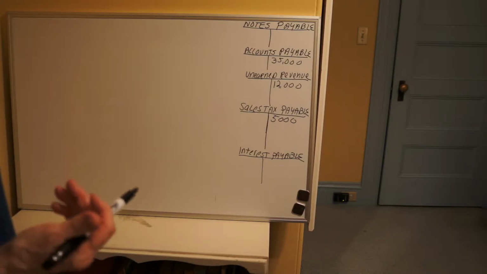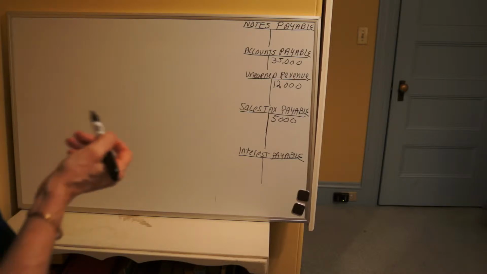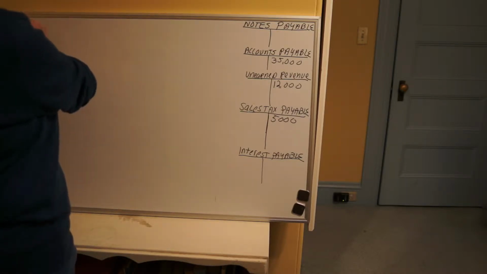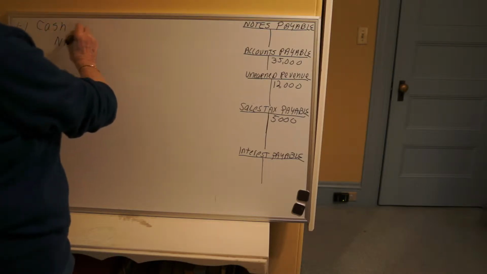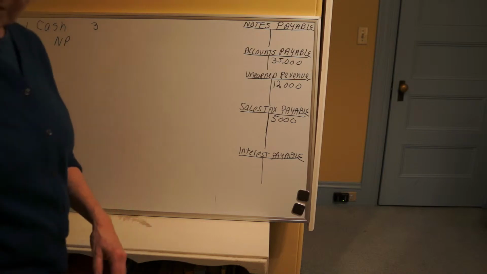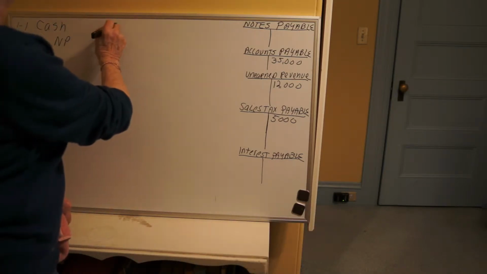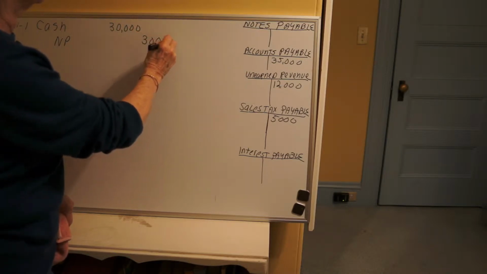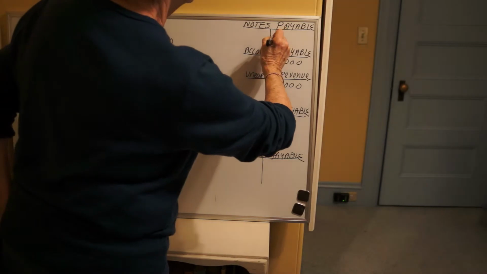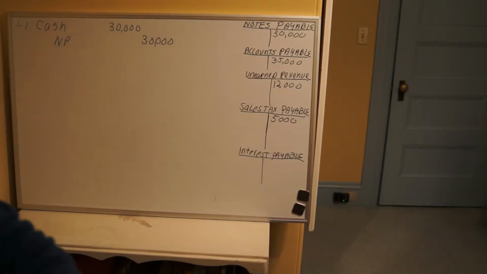So 1-1, we borrowed cash from the Plattsville Bank on a 6-month note. So 1-1, we got some cash, and we have a note payable for $30,000. That's our first journal entry, and so we would just post notes payable, $30,000. We have to keep track of our liabilities.